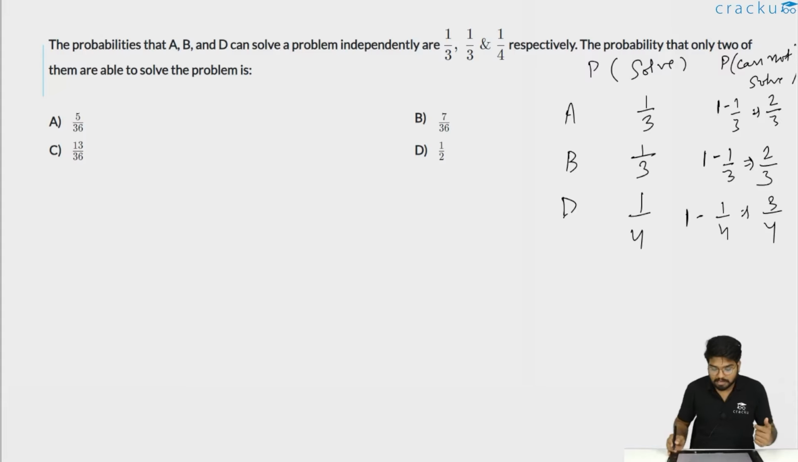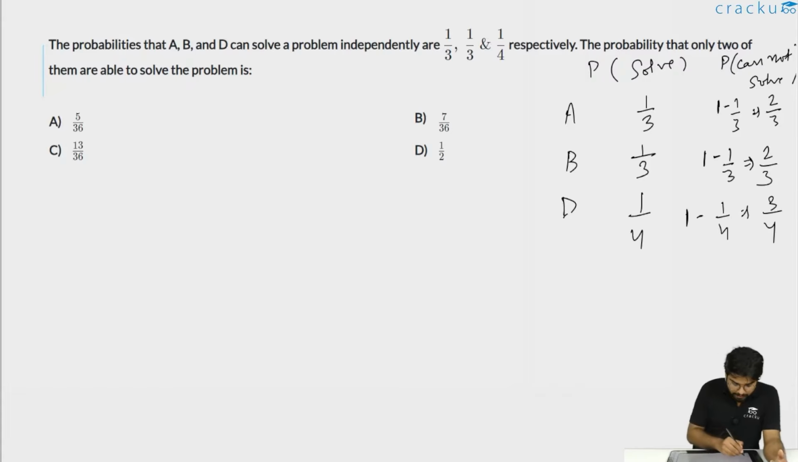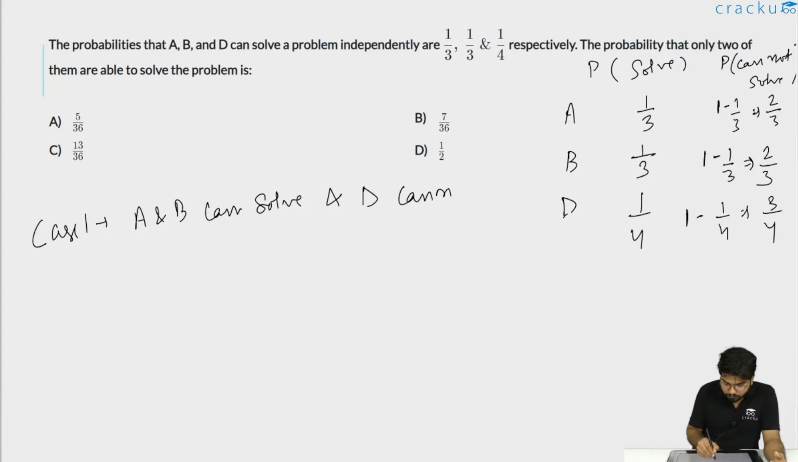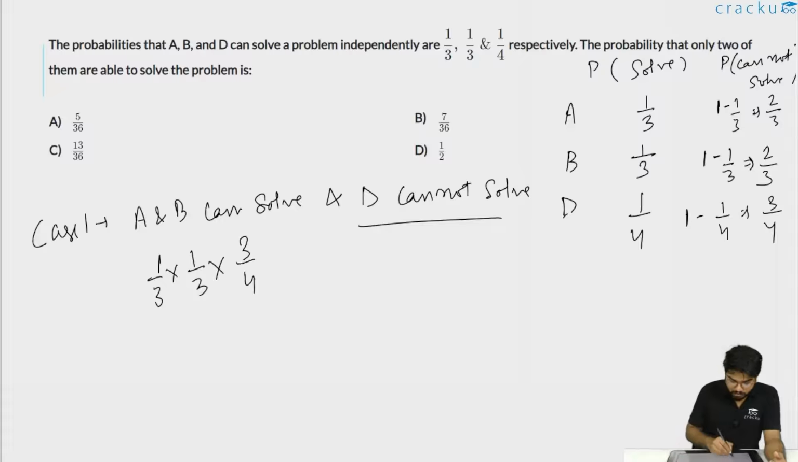Okay. Now we need to find the probability that only 2 were able to solve. We don't know which 2 were able to solve, so we will need to consider all the cases. Let's take case 1 when A and B can solve and D cannot solve. So the probability of A and B solving the sum is 1 by 3 into 1 by 3, and the probability that D cannot solve the sum is 3 by 4. This will be 1 by 12.